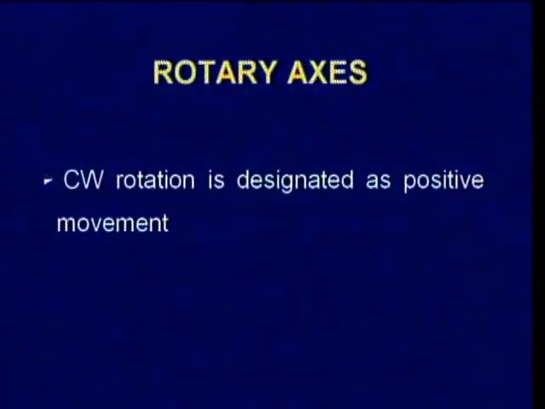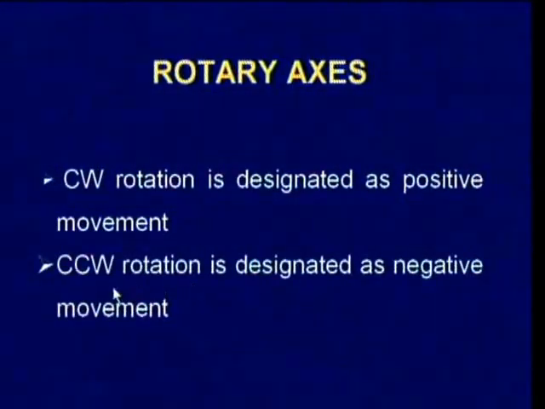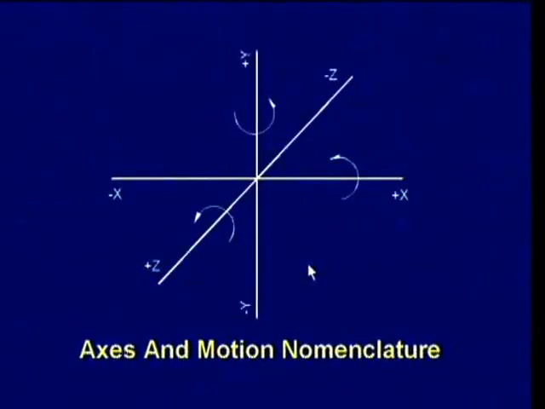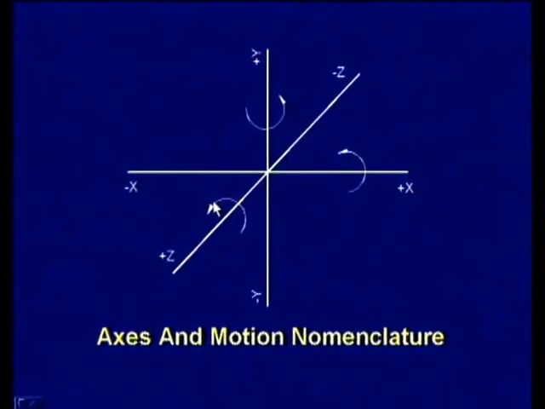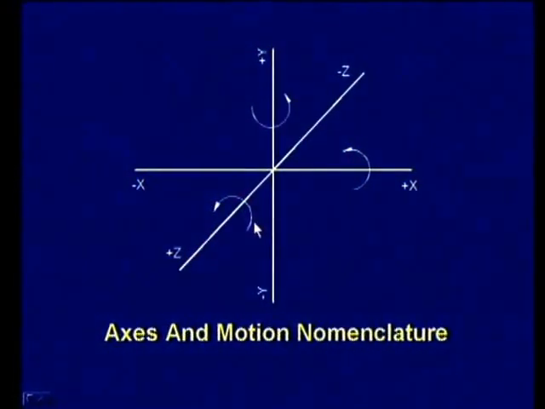Now we will go to the rotary axis. We know that we have 6 degrees of motion in rotation, that is rotation along x, y and z. This rotation on each axis may be clockwise or anti-clockwise. Clockwise rotation is designated as positive and counterclockwise rotation is designated as negative motion. Let us consider the coordinate axis and motion nomenclature. Here this is x, y and z and the respective motions. Here the motions are denoted in clockwise direction, they may also be in anti-clockwise direction.